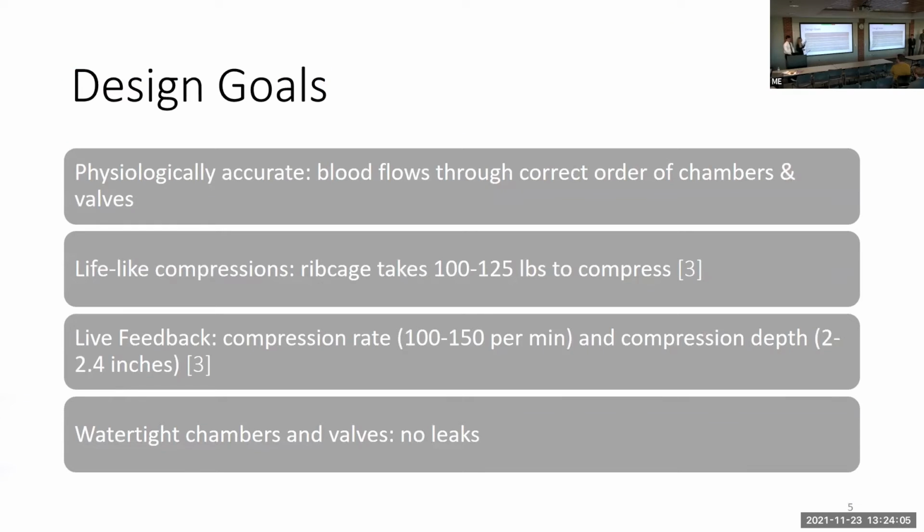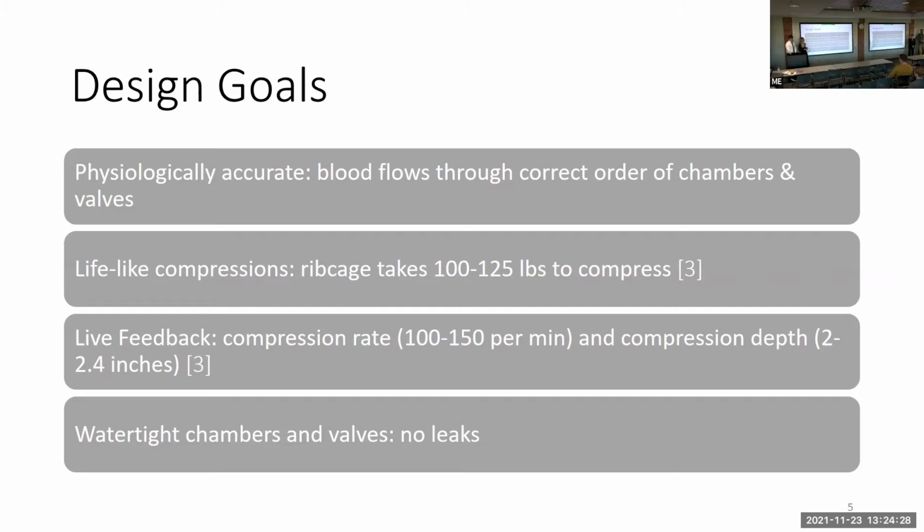To do that, we have 4 design goals. Like I said, we want it to be physiologically accurate, so we want the water to flow through the correct order of chambers and valves when compressions are being performed. Secondly, we want lifelike compressions. That plastic rib cage that you saw, we want it to be as lifelike as possible, so the elasticity and stiffness of it should represent a real human rib cage, about 100 to 125 pounds of force to compress that.